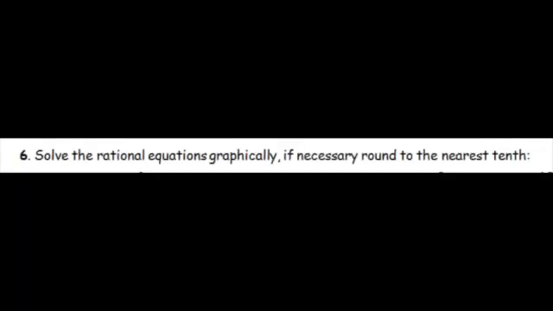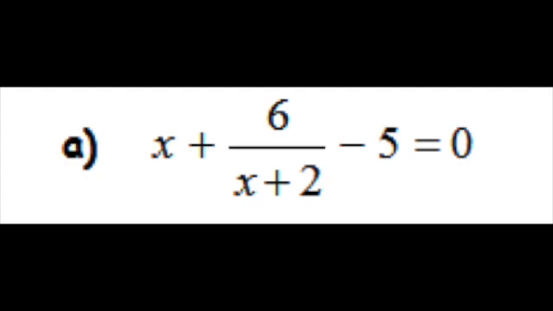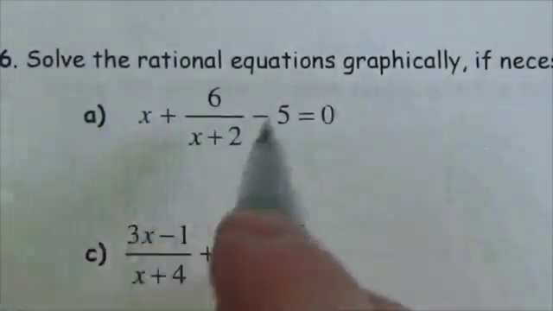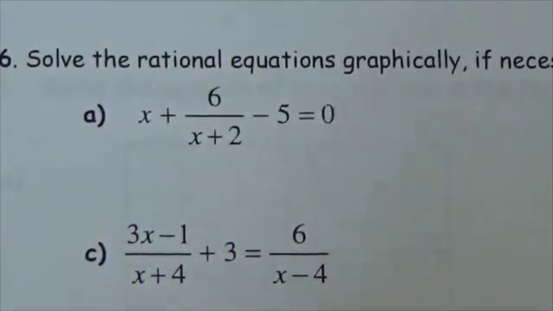Solve the following rational equations graphically. If necessary, round the answer to the nearest tenth. x plus 6 divided by x plus 2 minus 5 equals 0. Okay, so we're going to jump right into solving this one, and we're going to graph this one and look for the x-intercepts here.